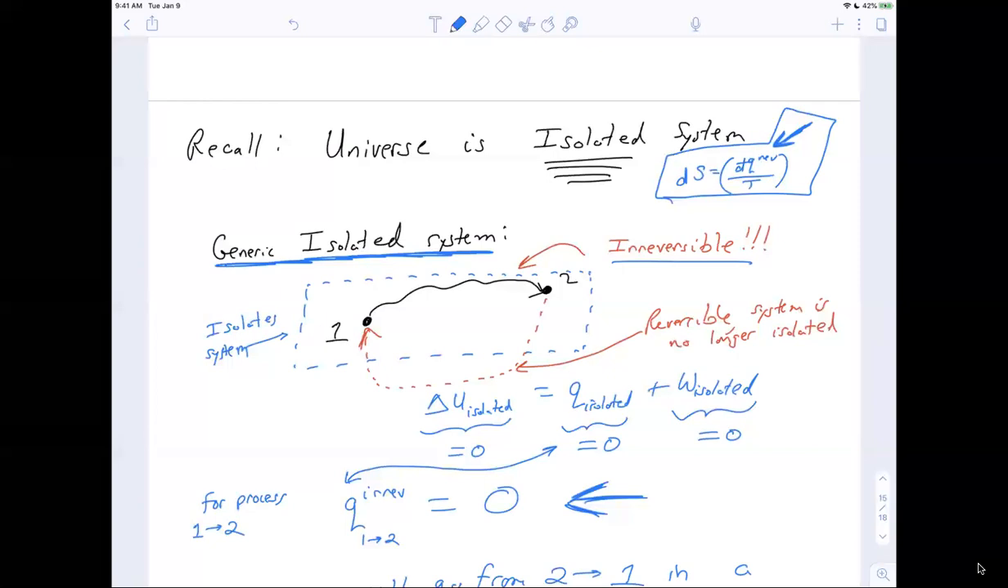By combining the black path and the red path, we have a cycle, and we can analyze the cycle because we know a few results that pertain to cycles and state functions.